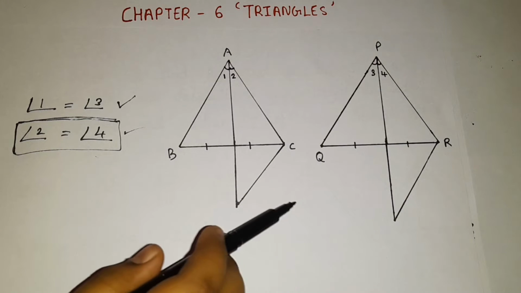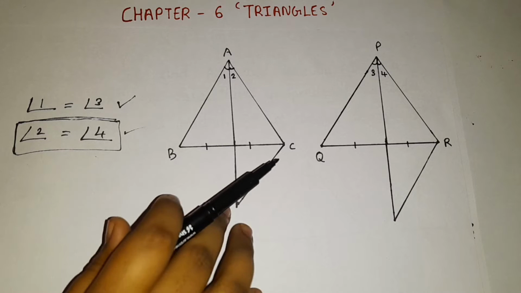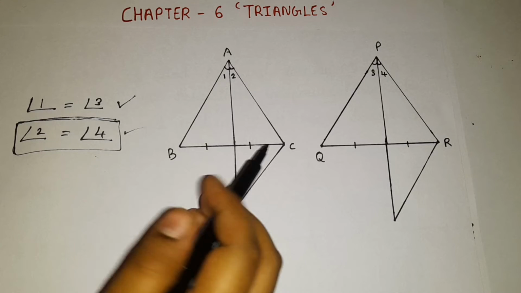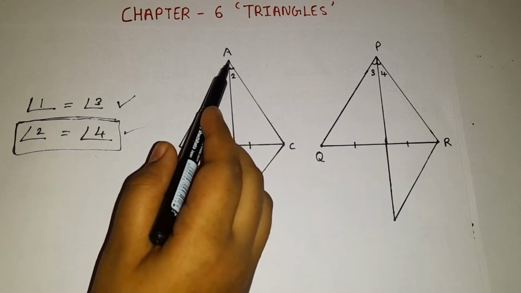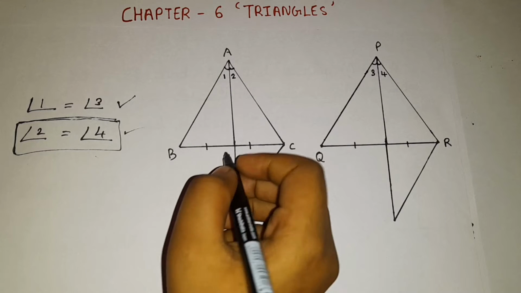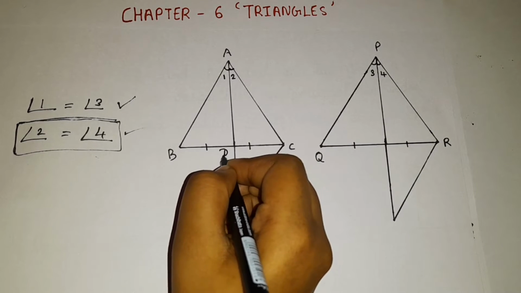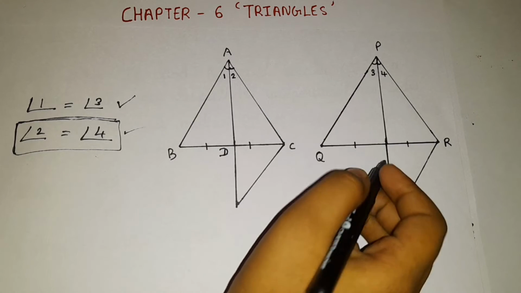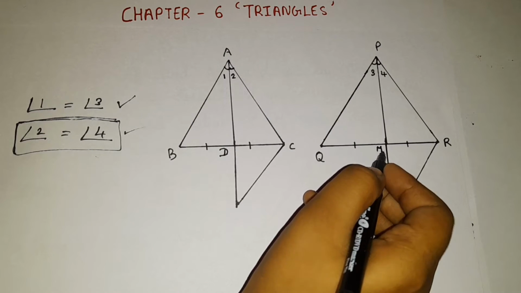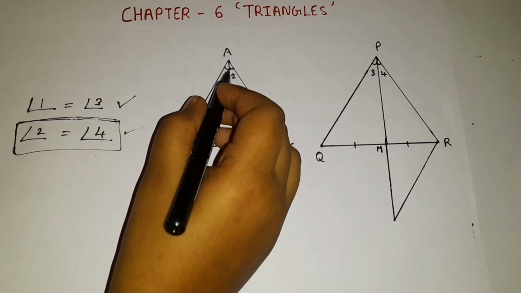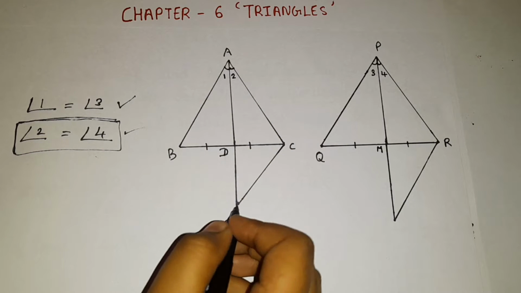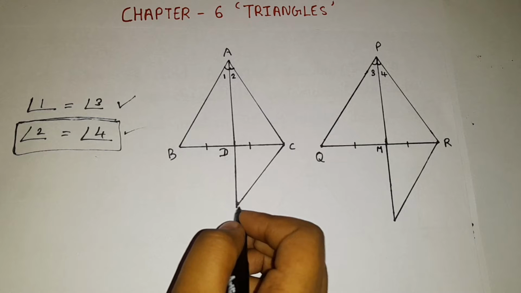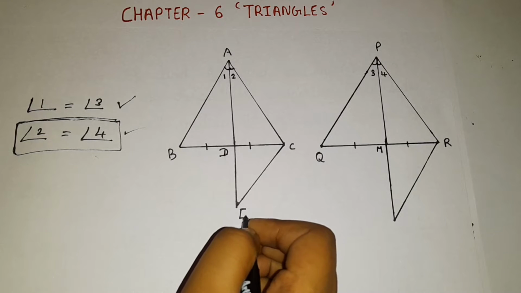So what is the purpose of doing this? Here, you can see this is the median AD. I didn't mention it before, I guess. So this is the median AD and this is the median PM. Am I right? So when I extend the median, it came till here. I can name this point as E. It is your wish, whatever you want, you can name it.